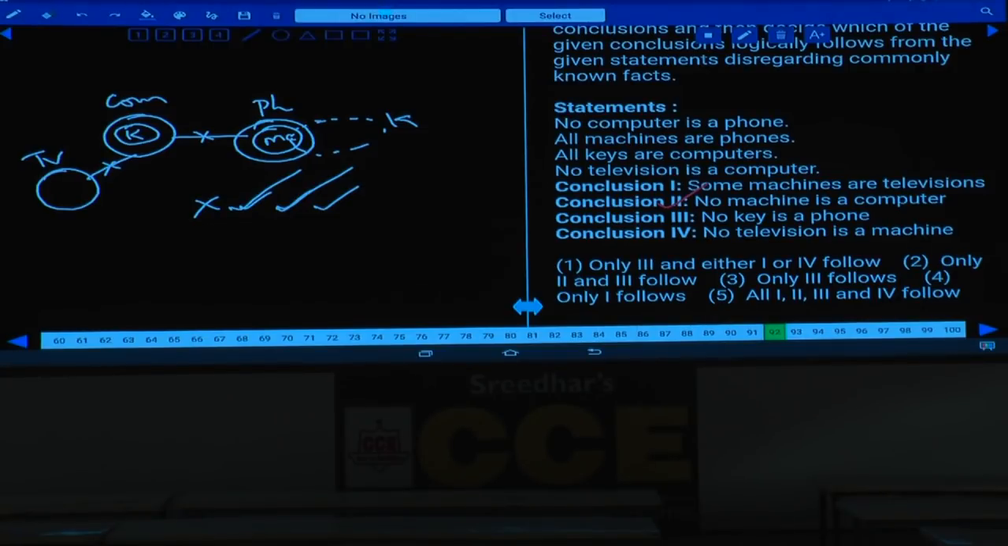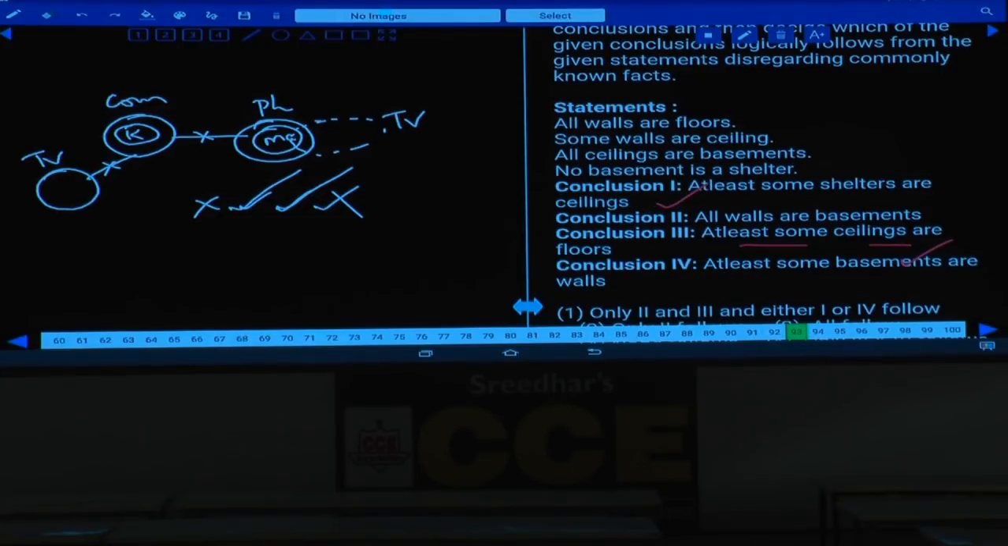Then coming to the fourth one, no television is a machine. Now to make this one false, tell me whether I can draw my television like this or not. If you draw television like this, then what happens here? Some televisions are machines. That means no television is a machine will be false. Then what is your answer here? Only 2 and 3. As only 2 and 3 follow, that is choice 2 is the answer. Done? And this is about question number 92. Then question number 93.